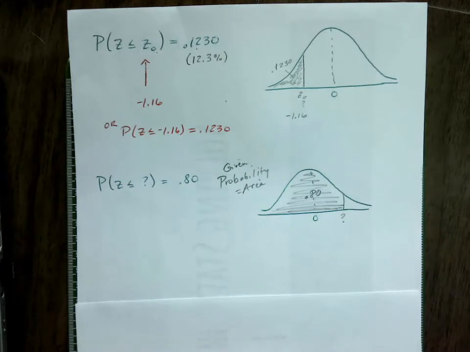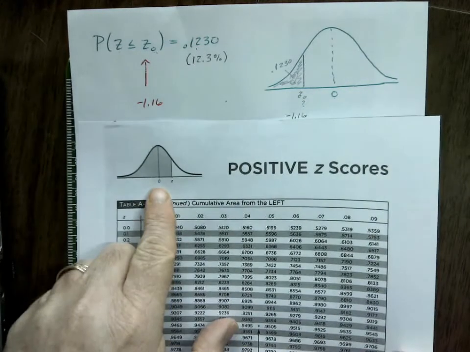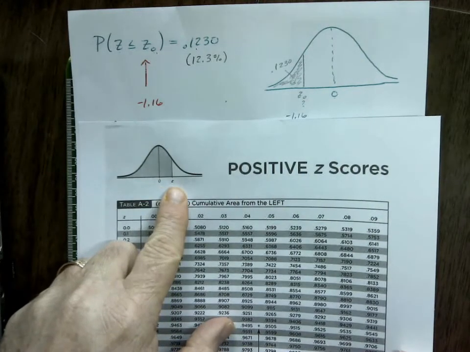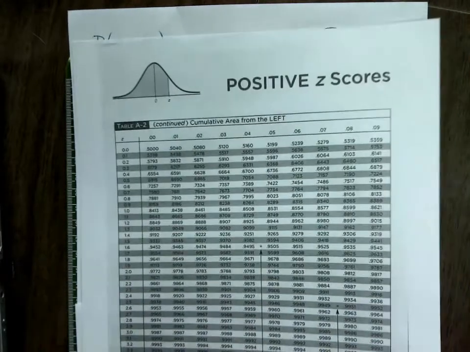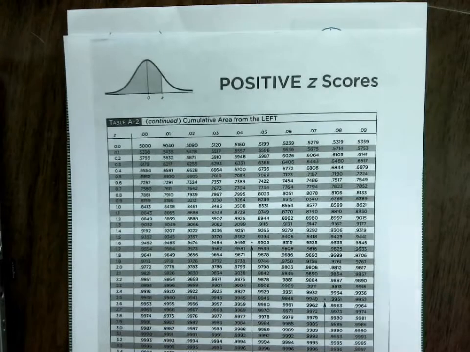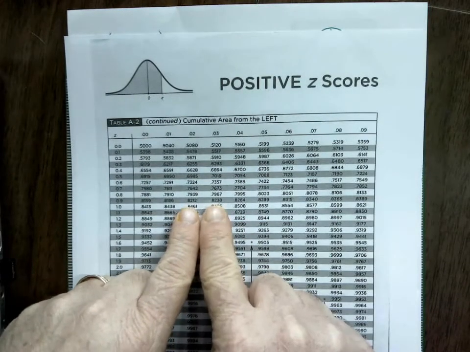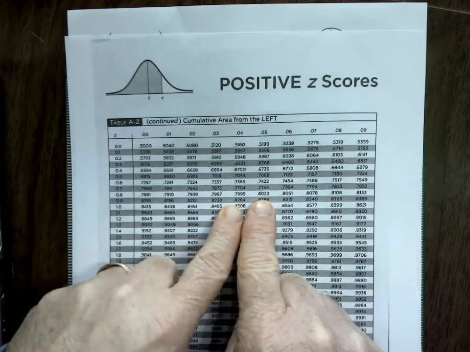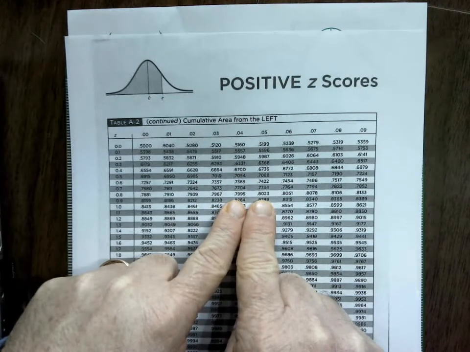This time, of course, I'm on the right-hand side of 0, so I want to make sure I'm using the correct page of my chart. So I'm going to go to the page that shows values above 0, the positive z-scores. And I'm looking for 0.80. Well, 0.80 I don't find. So the bad news is I don't find 0.80 exactly like I did last time.